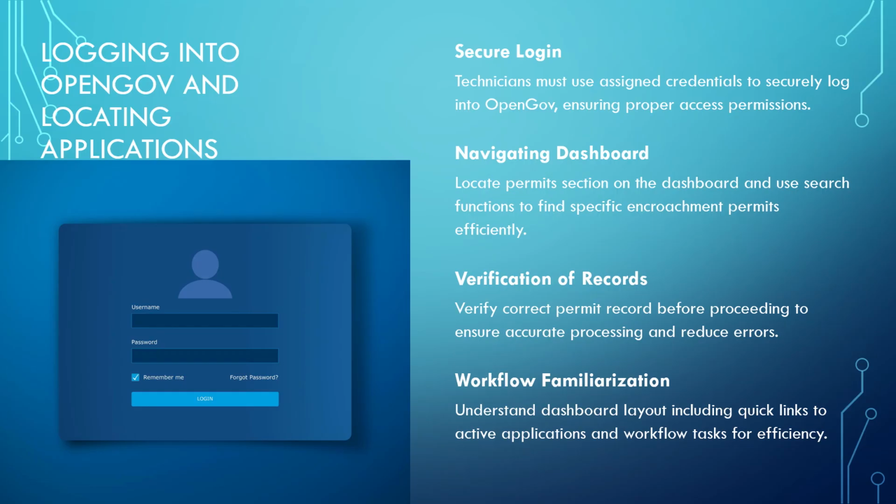Familiarize yourself with the layout of the dashboard, including quick links to active applications and workflow tasks. Understanding how to efficiently locate applications will save time and reduce errors. Additionally, technicians should verify that they are working on the correct permit record before proceeding with any actions. This step sets the foundation for accurate processing and ensures that subsequent steps are performed on the right application.